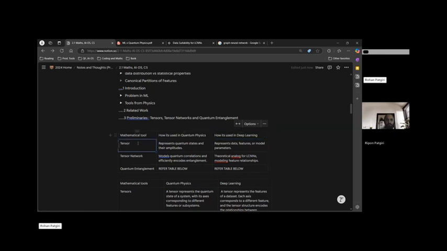So a tensor is, if you might know, just a matrix, a multi-dimensional matrix. It's just more than one matrix stacked on top of each other. It's just as simple as that. So for a deep learning model, in terms of quantum physics, what are they trying to model?